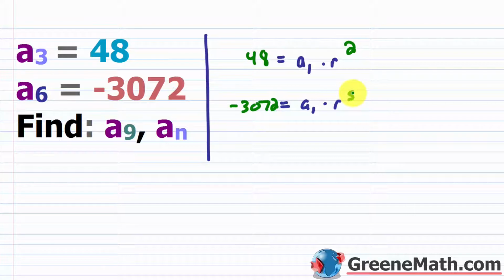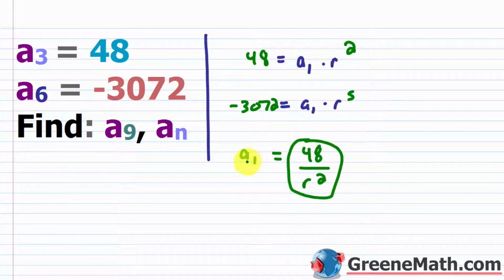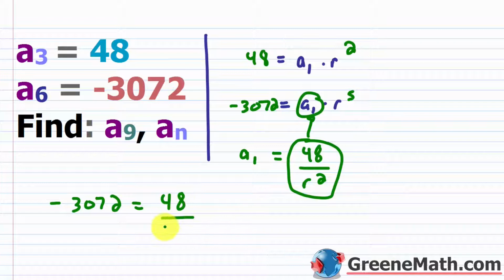So let me solve one of these for a sub 1, okay? I'm just going to solve this top one. So I'm going to say that a sub 1 is equal to what? I would just divide both sides by r squared. So 48 over r squared. Okay, so now I can take this, which is a sub 1, and plug it in there. Okay, that's all I've got to do. So I've got negative 3072 is equal to 48 over r squared times r to the 5th power.